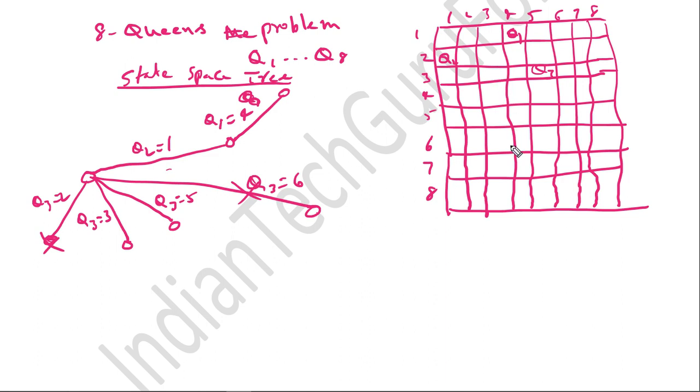So likewise, we are going to track all the locations, and whenever there is no possibility, then come back to the previous path and trace from there. Like this, we can solve the 8 queens problem also. So hope you understand the logic. That's all for now.